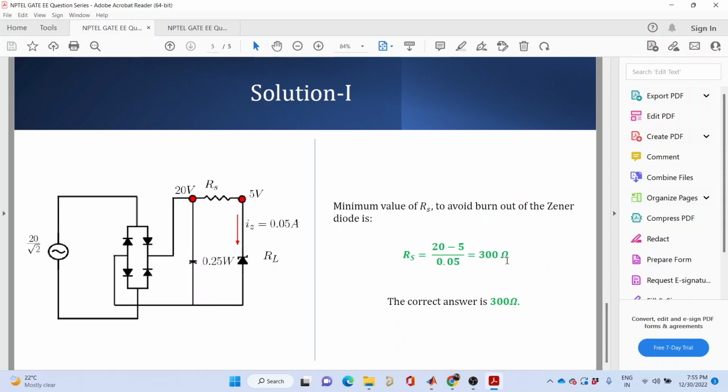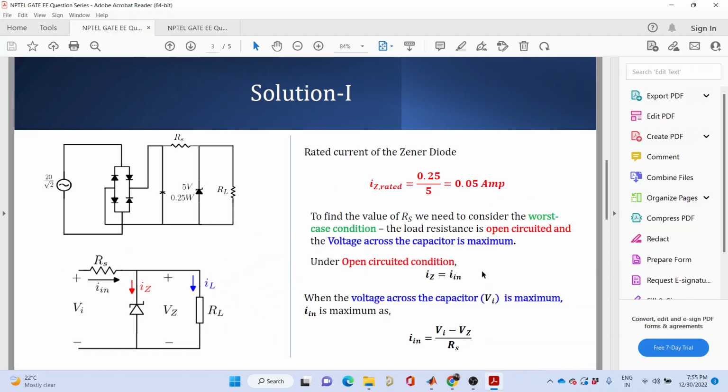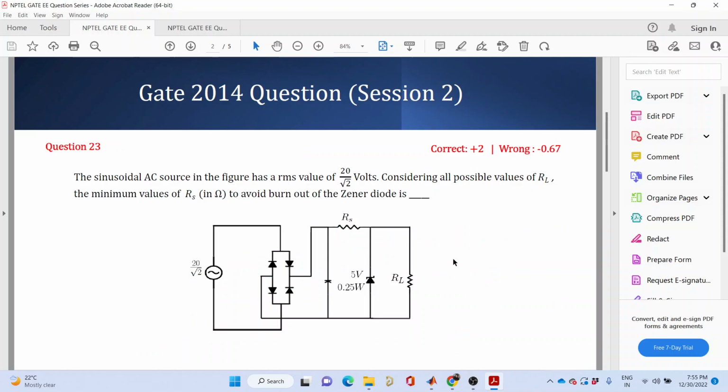So that is 300 ohms. Got my point? Yes, sir. Okay, now tell me, in this question, these are design engineering questions.